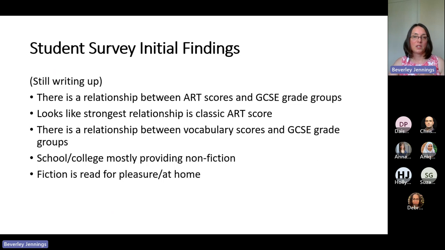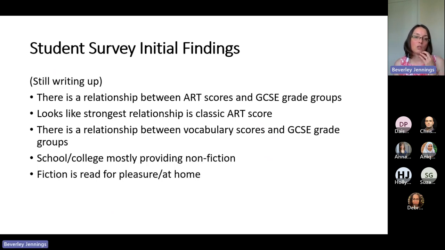So just to sum up the survey initial findings, I'm still writing this up, so these are just initial findings, but there seems to be a relationship between the ARP scores and the GCSE grade groups. The strongest relationship is between the classic ARP score and the GCSE grade groups, which supports the findings, you know, the Project Gutenberg ones and the poetry and fiction finding from the corpus study at the beginning. There's also a relationship between the vocabulary scores and the GCSE grade groups, which is great for me because I've been focused on vocabulary. So it's nice to see that that's a strong relationship as well.